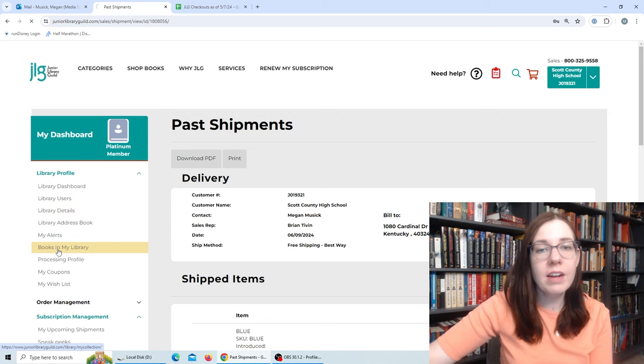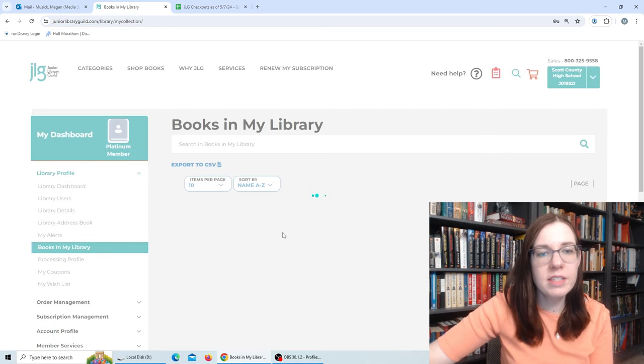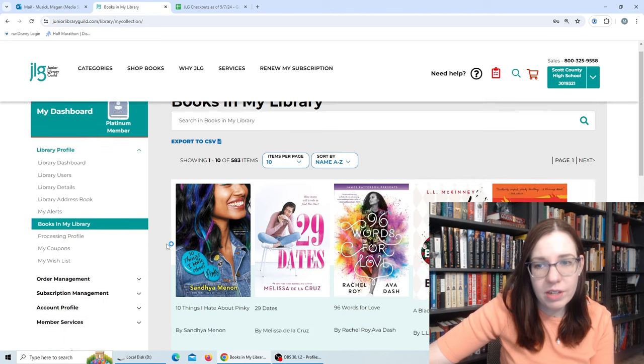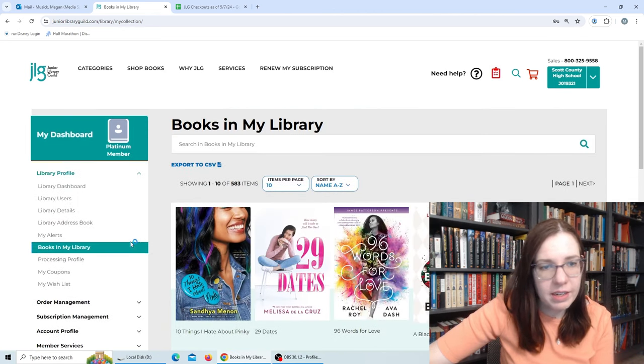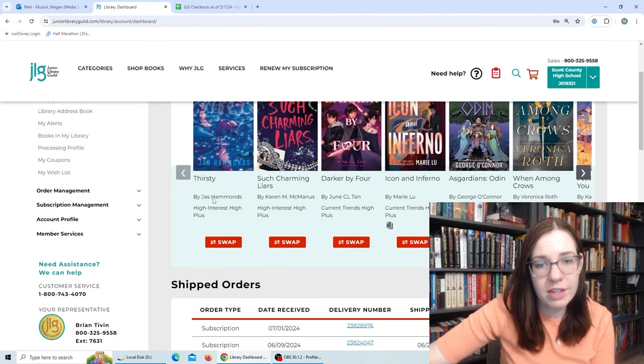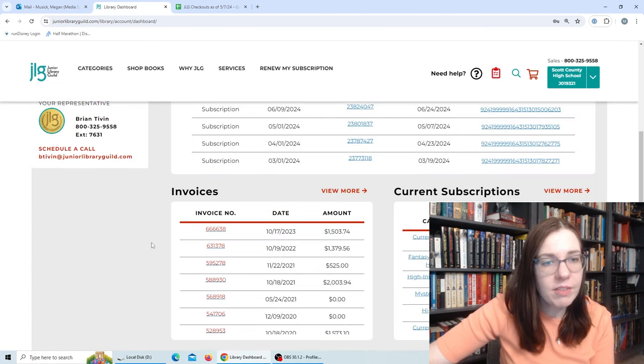Okay, I don't know how to see what's in high interest, high plus. Can you not just sort by the category? Here's books that are in my library. Well, I'm sure there probably is a way, and I just don't know how, but maybe not. Maybe there's not a way to see what's in high interest, high plus. Okay, well, that's kind of annoying.